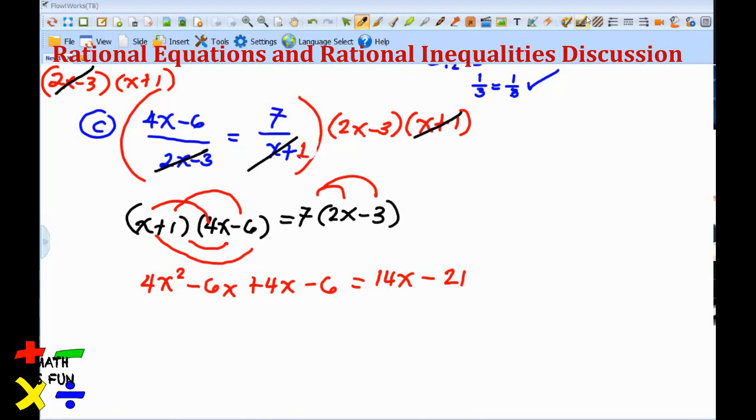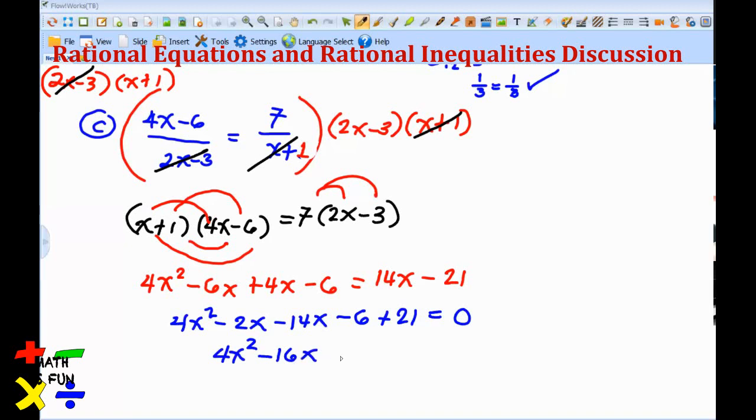Then let's combine like terms. It will become 4x squared minus 2x minus 14x. The 14x will be here. Negative 6 plus 21 equals 15. So we have 4x squared minus 16x, then it will be plus 15 equals 0. Okay, so let us factorize this.